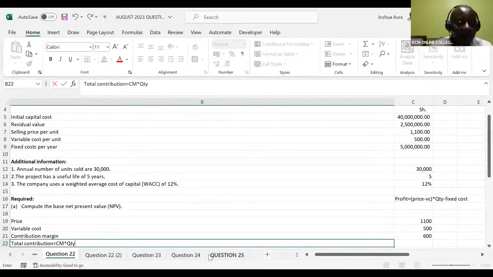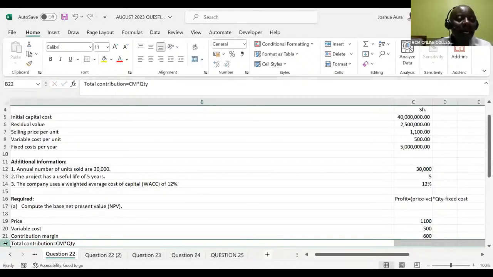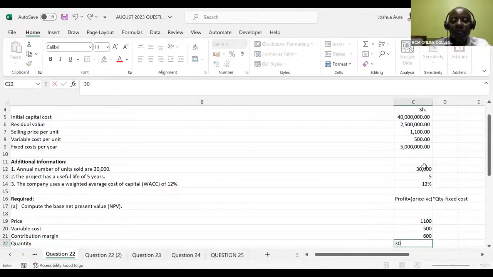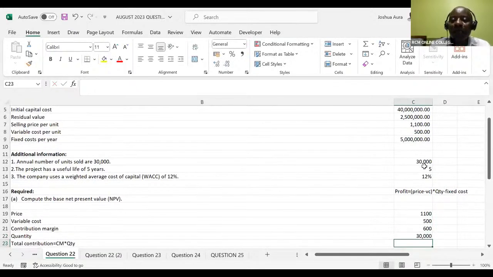Now, ladies and gentlemen, I would want to go back a little bit here and add a new row. So I'll say Control Shift, add. I just want to insert quantity here. The quantity has been provided somewhere. The annual number of units sold is 30,000. So quantity is 30,000. You simply write there 30,000.